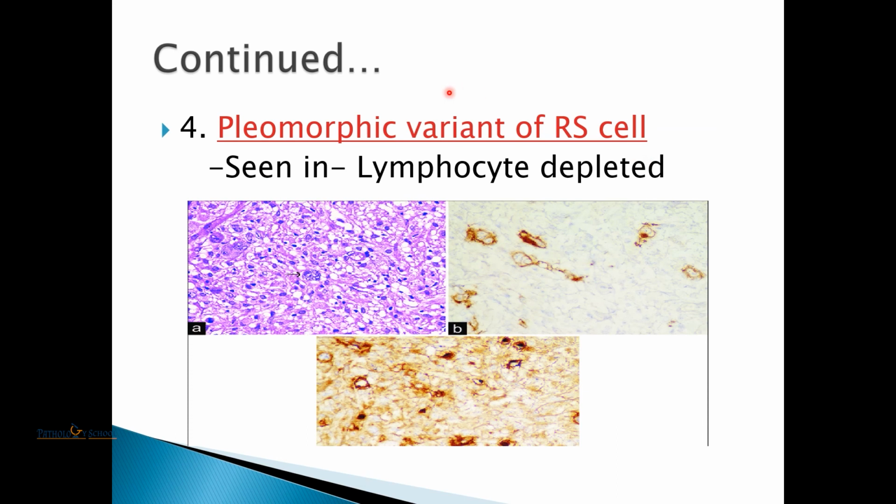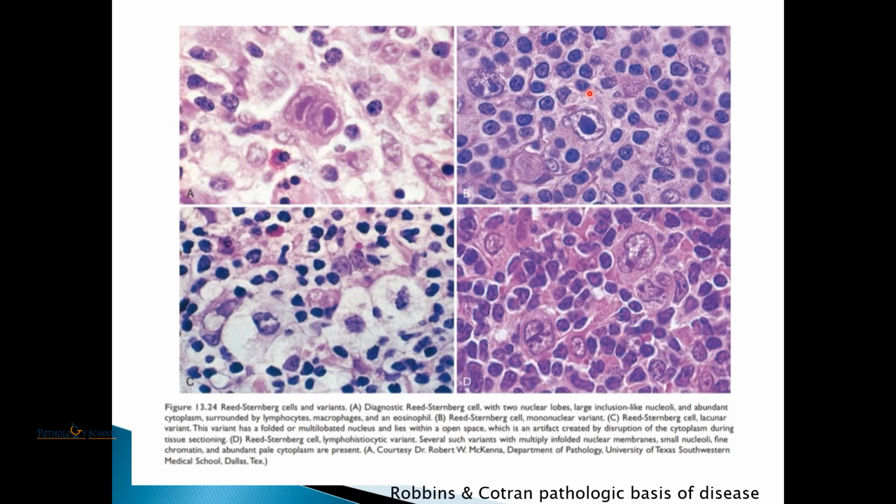And the last variant is the pleomorphic variant of RS cell. There can be different sizes and shapes of the nucleus, and it is seen in lymphocyte depleted Hodgkin lymphoma. These are the different pictures of RS cell. This is the classical RS cell, this is the mononuclear variant, this is the lacunar type of RS cell, and this is the popcorn type of RS cell.